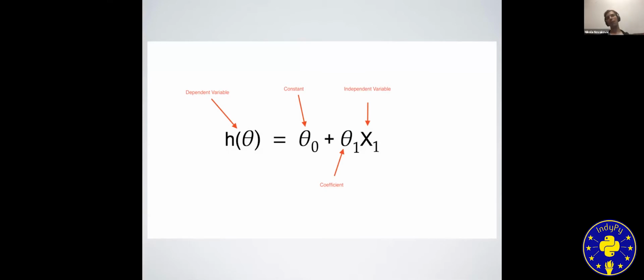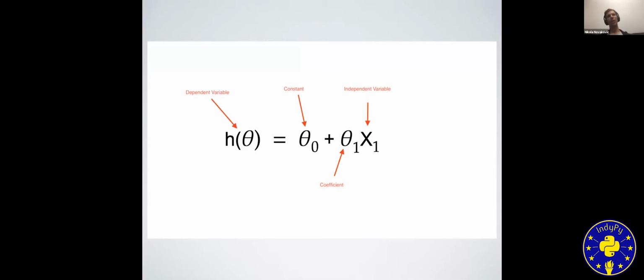Then we have theta 0, which is a constant. We have x1, which is called an independent variable or a feature. In our case, that was years of experience, but imagine that could be a level of education or interview score or something like that. And then we have theta 1, which is called a coefficient.